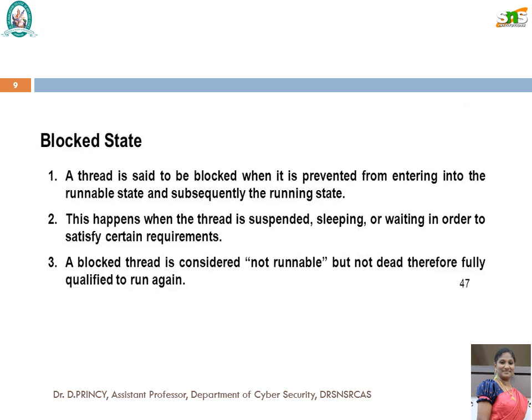Blocked state. A thread is said to be blocked when it is prevented from entering into the runnable state and subsequently the running state. This happens when the thread is suspended, sleeping, or waiting in order to satisfy certain conditions, based on the methods we have used to move into the blocked state. A blocked thread is considered not runnable but not dead. That means from the blocked state, it comes back to the runnable state and gets the processor to move to the running state. But in the dead state, it is not able to come back to the runnable state.